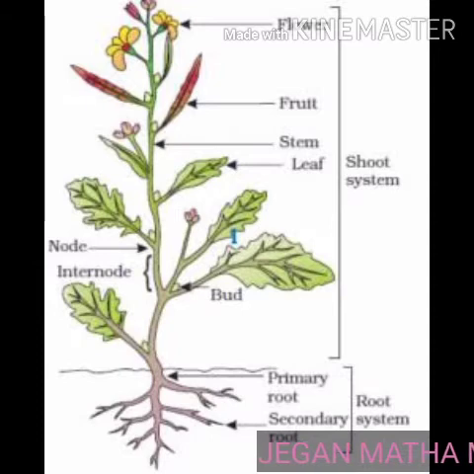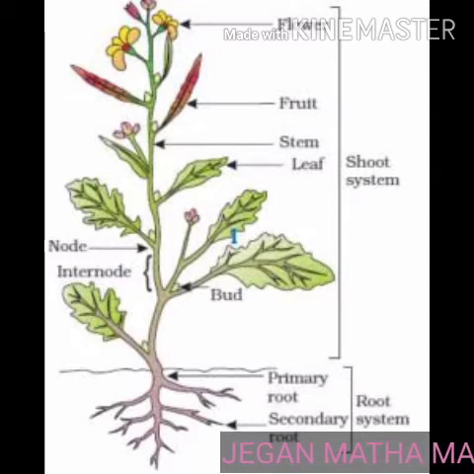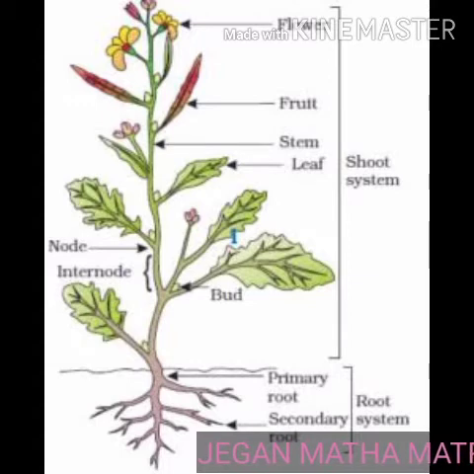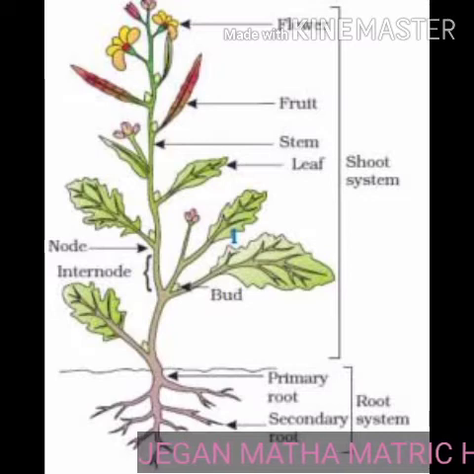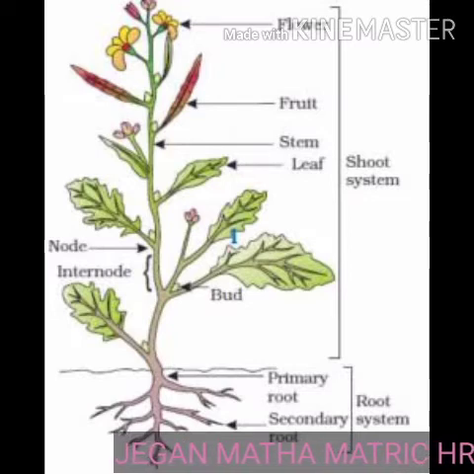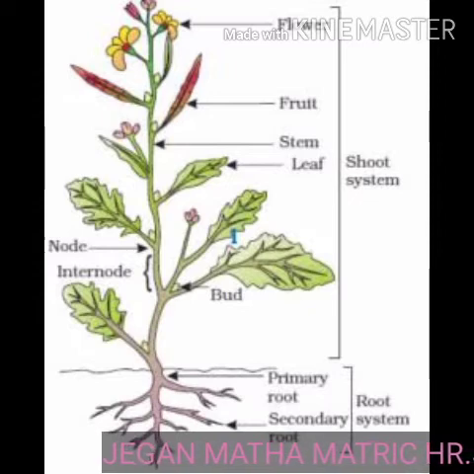Parts of a flowering plant. Flowering plants are called angiosperms. They are sporophytes consisting of an axis with an underground root system and an aerial shoot system. The shoot system has a stem, branches, and leaves. The root system consists of root and its lateral branches.